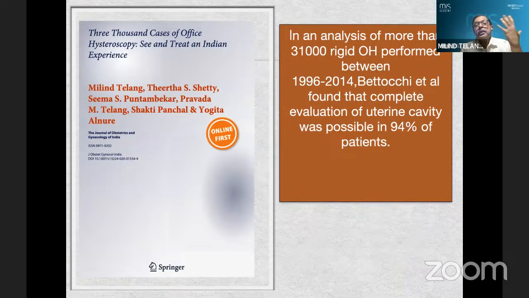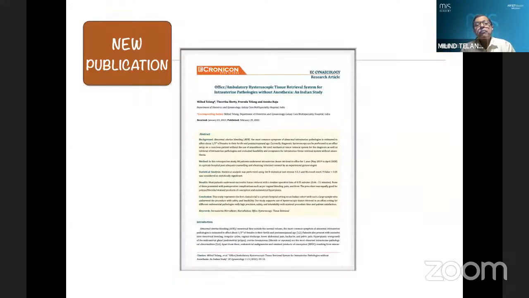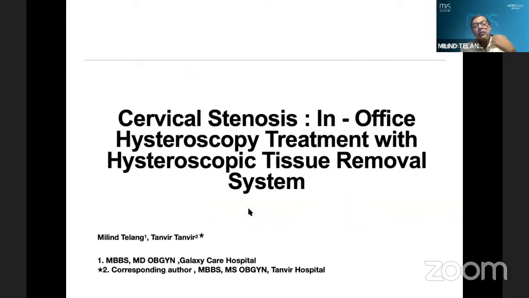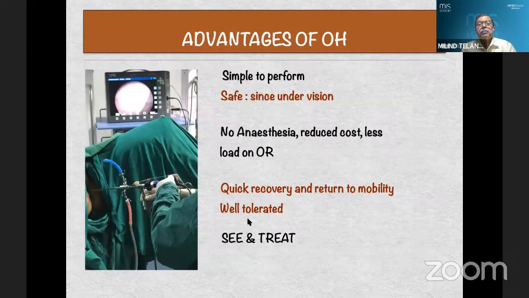There was Bettocchi who published 31,000 cases in his day. We did an attempt to showcase 3,000 cases, which is a published see and treat Indian experience. It is available for you to read how we have gone through it. We went a step further and we did tissue retrieval system in office and published a series of 84 cases, which we could do in office. So it is feasible. In fact, we even went to the Trocar journal, which is online, and how to remove cervical stenosis in office by tissue retrieval system is a published video article, which you can all avail. It's available free in the Trocar ISG journal by this name. I'll not show you the video right now because it is a big video.